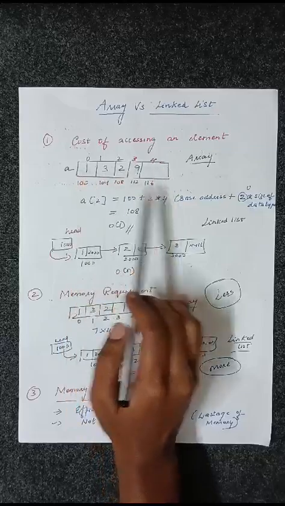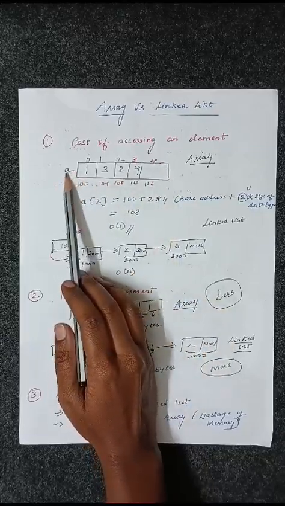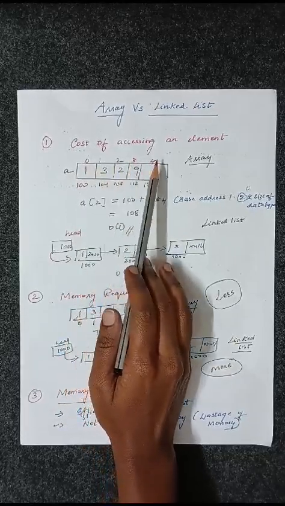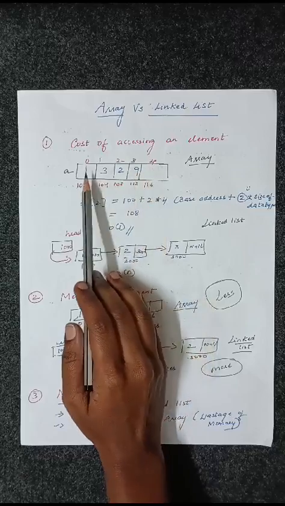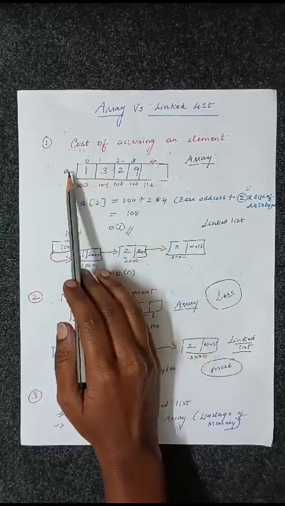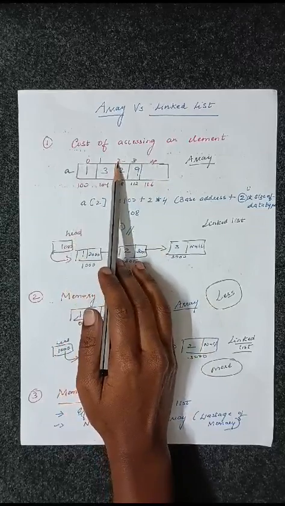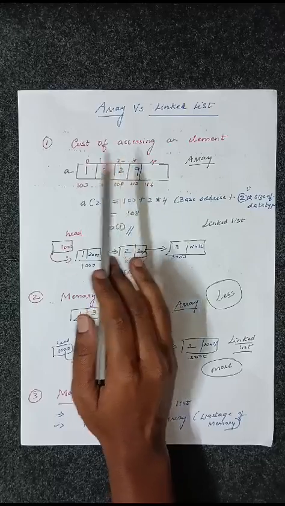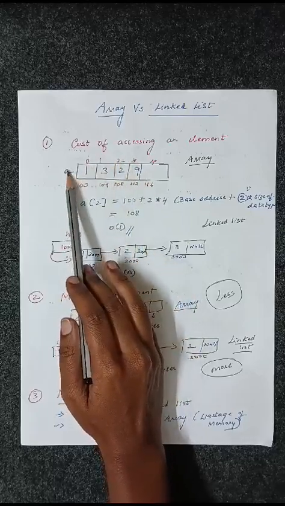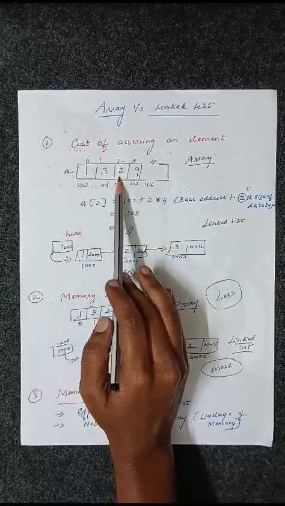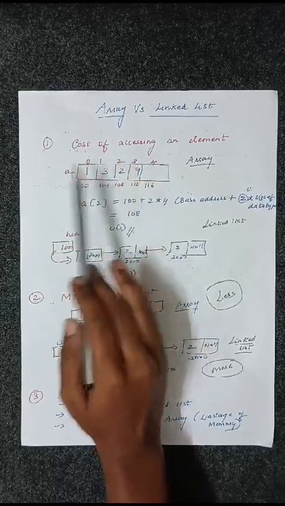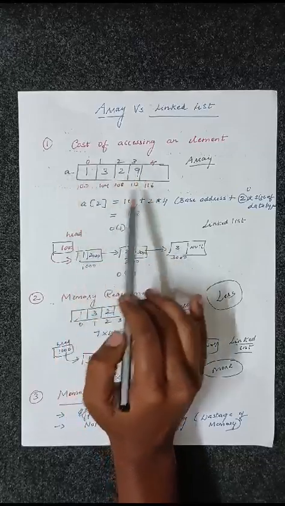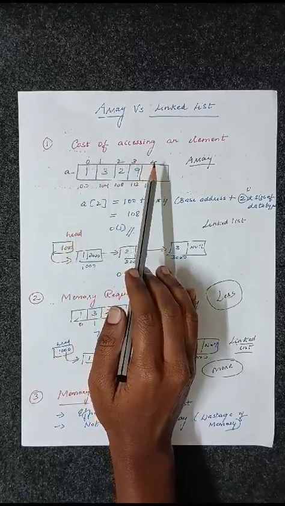Now consider an array. For example, the array name is A. I have 5 elements in the array: 1, 2, 3, 4 and 5. If I want to access A of 2, with indices 0, 1, 2, 3, 4, how can I access it? I can access it directly. I can go to A of 2 and get the element 2. Or if I want to access A of 3, I can directly go to A of 3 and get the value 9. So this is how the cost of accessing an element in an array is handled.